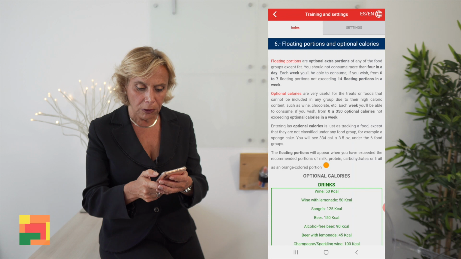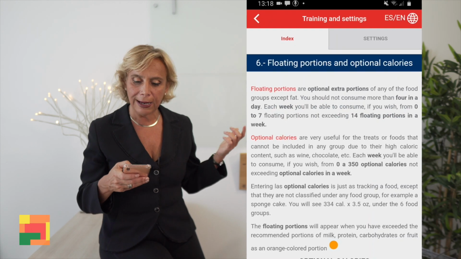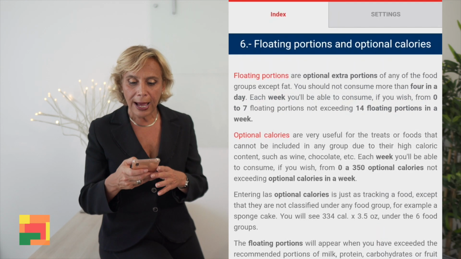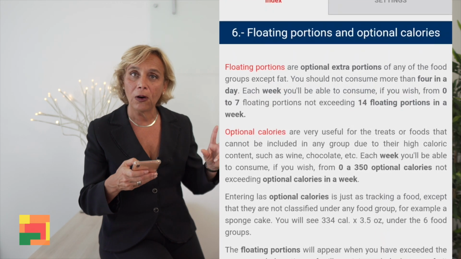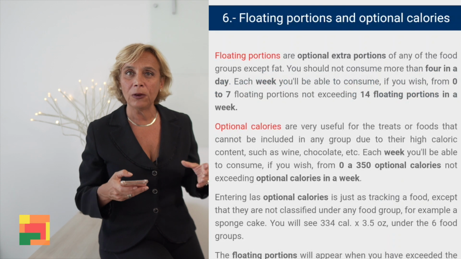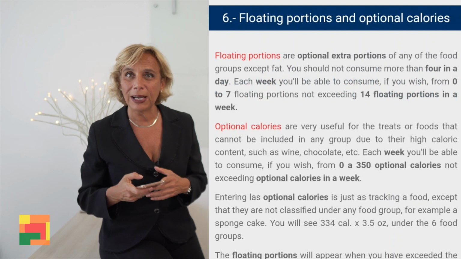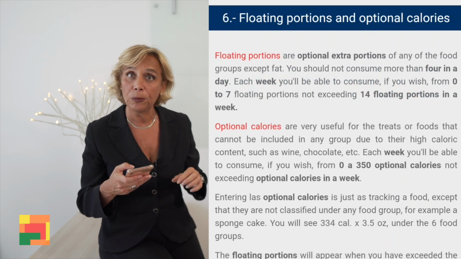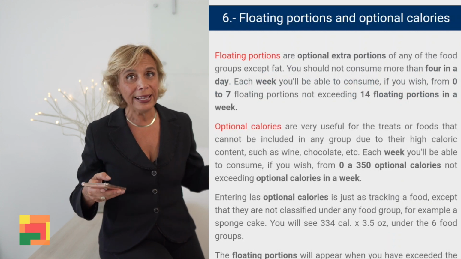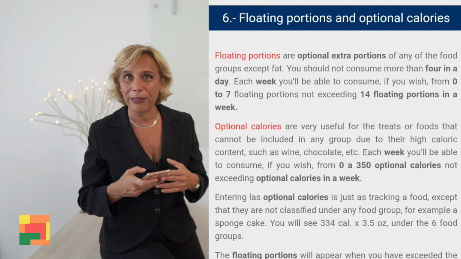We also have floating portions and optional calories, as you can see here. The floating portions are optional extra portions in each food group that you can choose, and you can get 7 floating portions or even 14 if you need them temporarily or for one special week. We also have optional calories for those foods that you cannot include in the 6 food groups. For example, some alcohol or chocolate or some cakes that are out of this, but you can have them sometimes in your method when you need it.